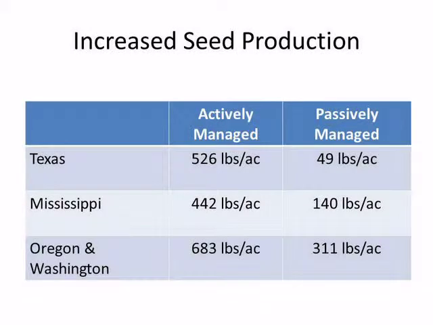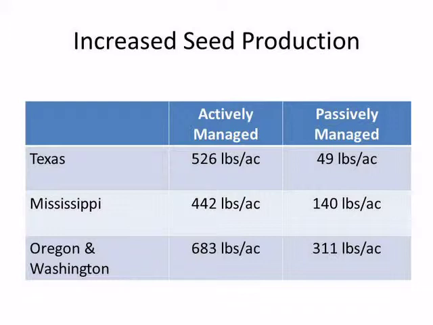With actively managed wetlands, various studies in Texas, Mississippi, Oregon, and Washington have found much higher increases in seed production than in passively managed wetlands. In actively managed wetlands in Texas, they found an average of 526 pounds per acre versus 49 pounds per acre. Mississippi, 442 pounds per acre versus 140. Oregon and Washington, 683 pounds per acre as opposed to 311 on passively managed or unmanaged wetlands.